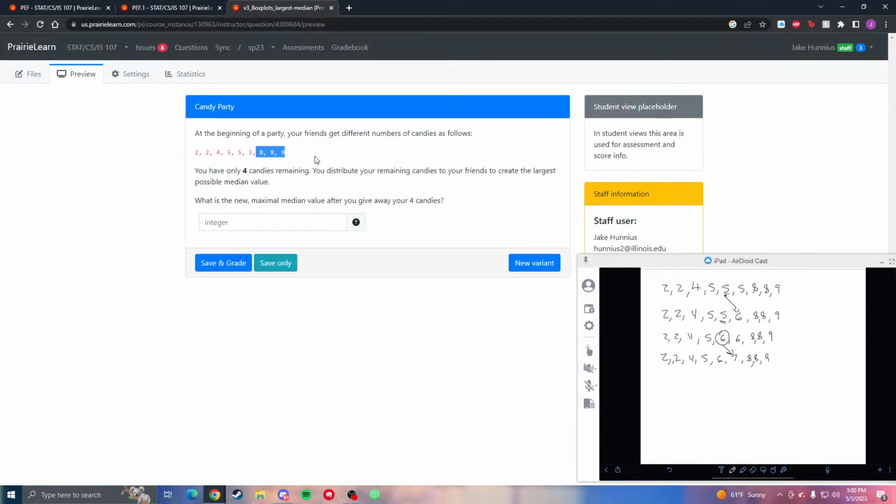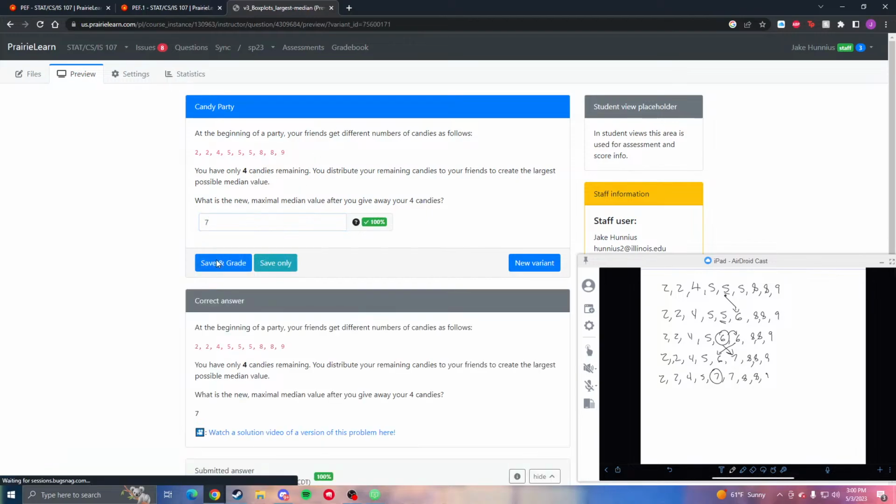This person moves to the right because they grew larger than this person, and then this person moved back to the left, and we can give them 1 more candy. And that's our 4th candy, so our highest possible median value is 7. Does that make sense?